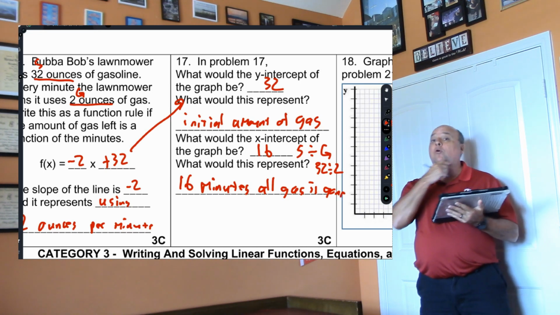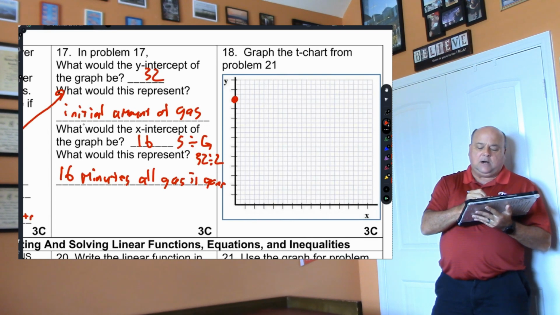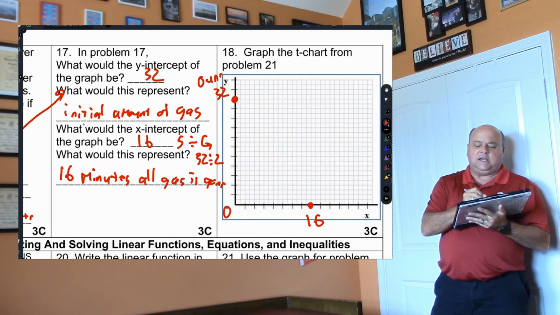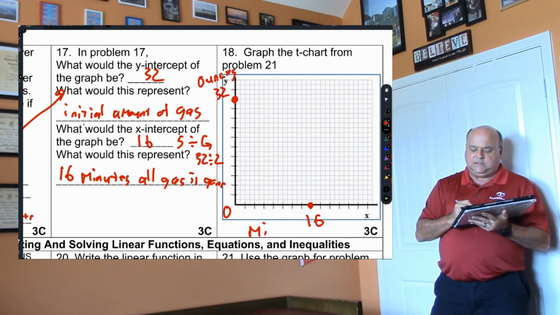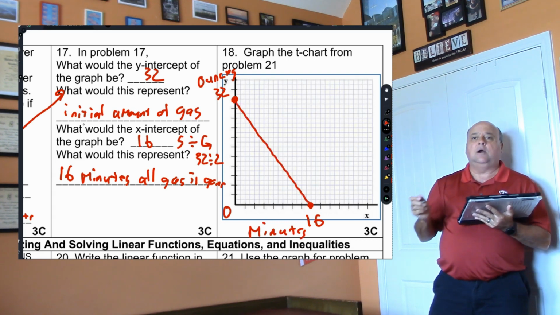So he could use the lawnmower for 16 minutes. Now then, let's graph this. So we're going to put a dot right here at 32, put 0 right here, put a dot right here at 16. This is our ounces of gasoline. This is the minutes. And the line is going to be a steady line going down, right?